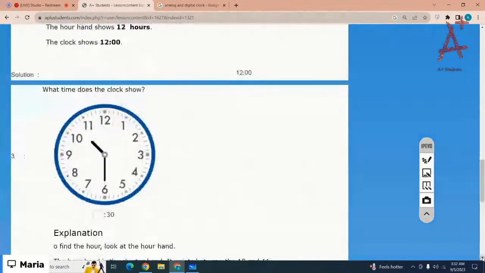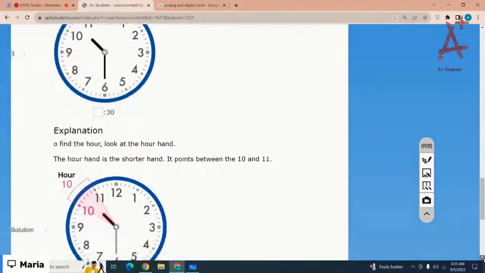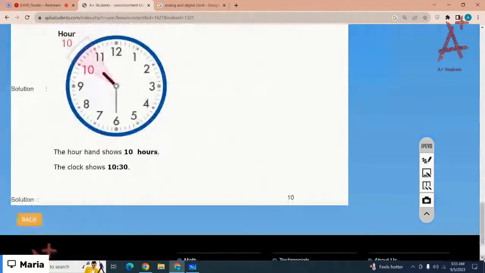What time does the clock show? So just look at this one. The hour hand points to directly midway between 10 and 11, right? That means it is 10. Just look at the minute hand and it points to 6. 6 means 30. When you count from here to these lines, it would be 30. So it would be 10 hours and 30 minutes, right?